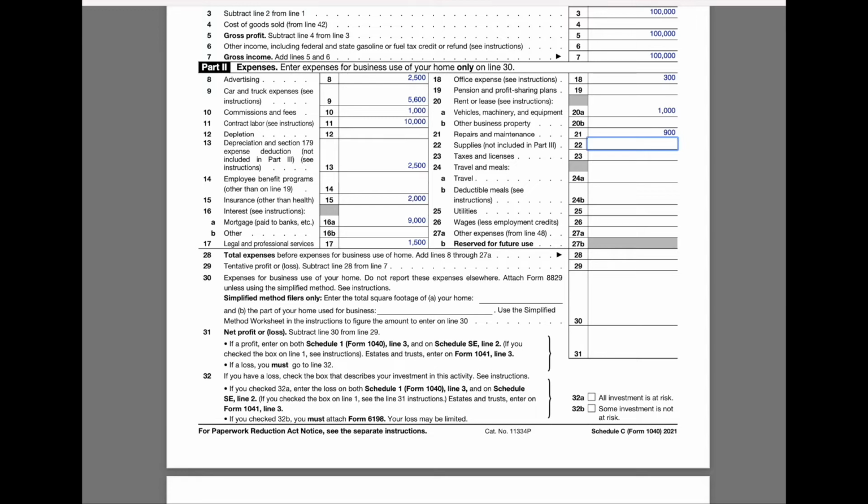Taxes and licenses. A few examples would include state and local sales taxes, real estate and personal property taxes on business assets, as well as licenses and regulatory fees paid each year to state or local governments. You would not deduct federal income taxes, estate and gift taxes, or taxes on your home or personal use property.